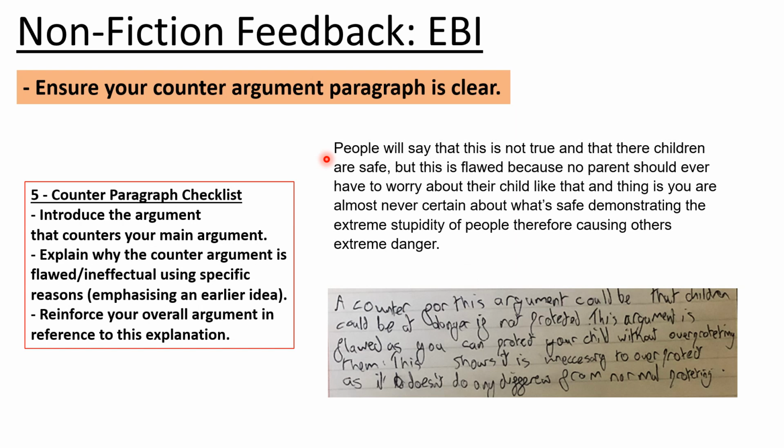People will say that this is not true and that their children are safe, but this is flawed because no parent should ever have to worry about their child like that. And the thing is, you are almost never certain about what's safe, demonstrating the extreme stupidity of people, therefore causing others extreme danger. A counter for this argument could be that children could be at danger if not protected. This argument is flawed as you can protect your child without overprotecting them. This shows it is unnecessary to overprotect as it doesn't do any different from normal protecting.